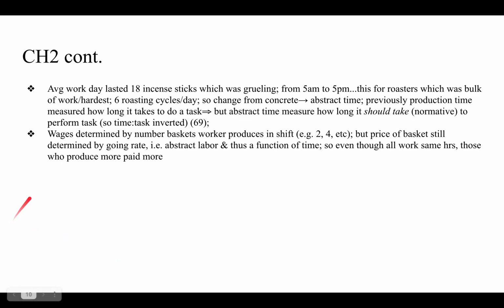Okay, so the average workday then would last for 18 incense sticks, which was long, grueling hours from 5 a.m. to 5 p.m. And roasters had the hardest job, basically. So there would be roasting the tea leaves. So there would be 6 roasting cycles in a day.